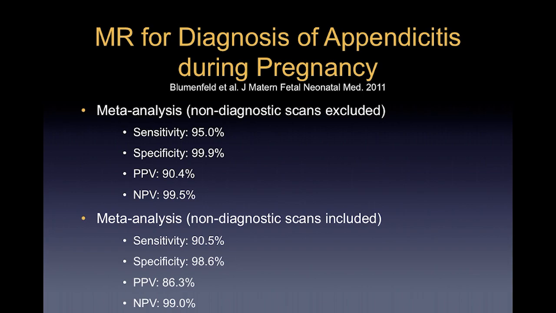High sensitivity and specificity in the 90s. And look at that negative predictive value of 99%. So, in cases where appendicitis was suspected, we don't see it, really good accuracy.